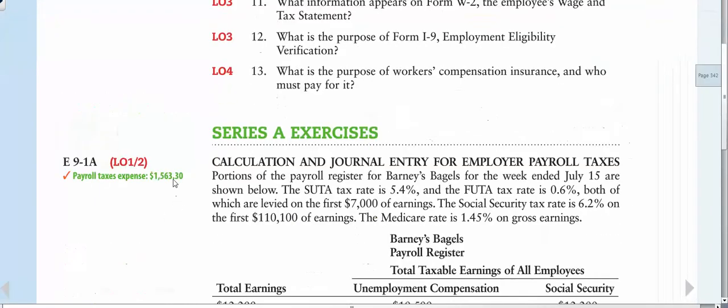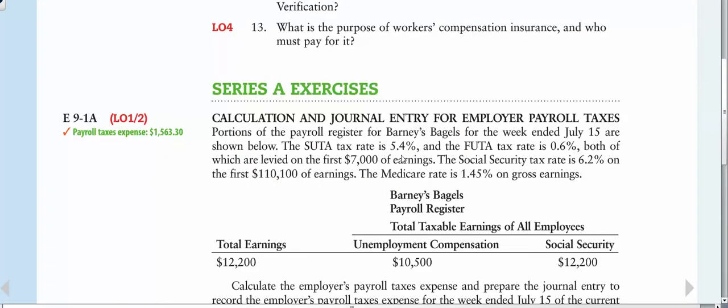So we need to pay attention to the percentages. So we know our SUTA is at 5.4%, FUTA is at 0.6%, Social Security tax rate is 6.2%, and the Medicare is 1.45%. We don't need to know that the Social Security tax rate is on the first $110,100 because that only applies per employee. We're calculating it for the entire company, so we don't need to know that specific information.